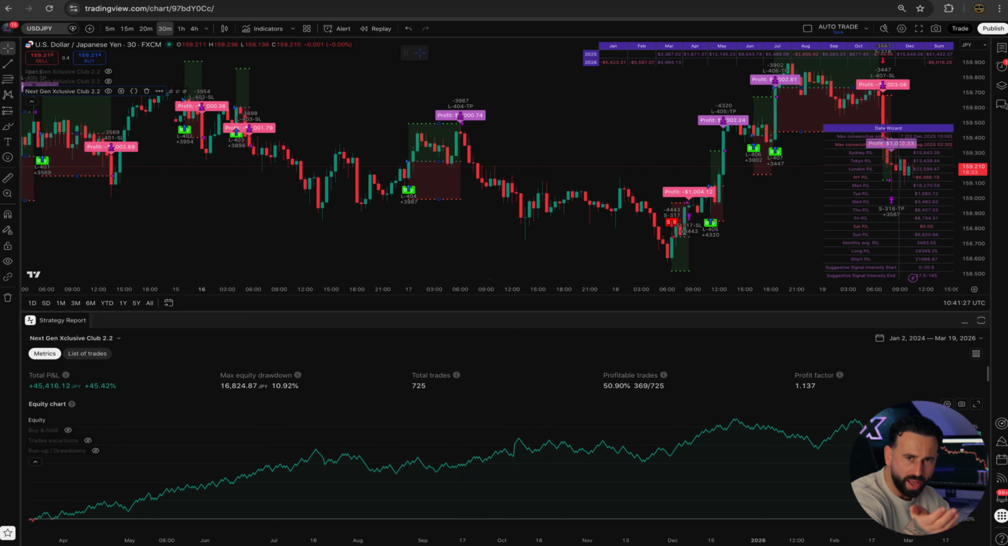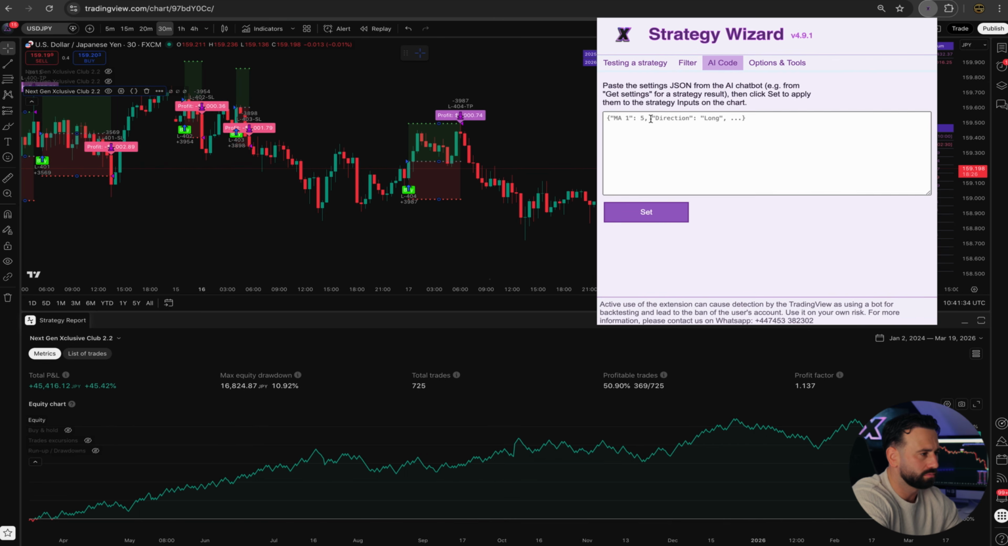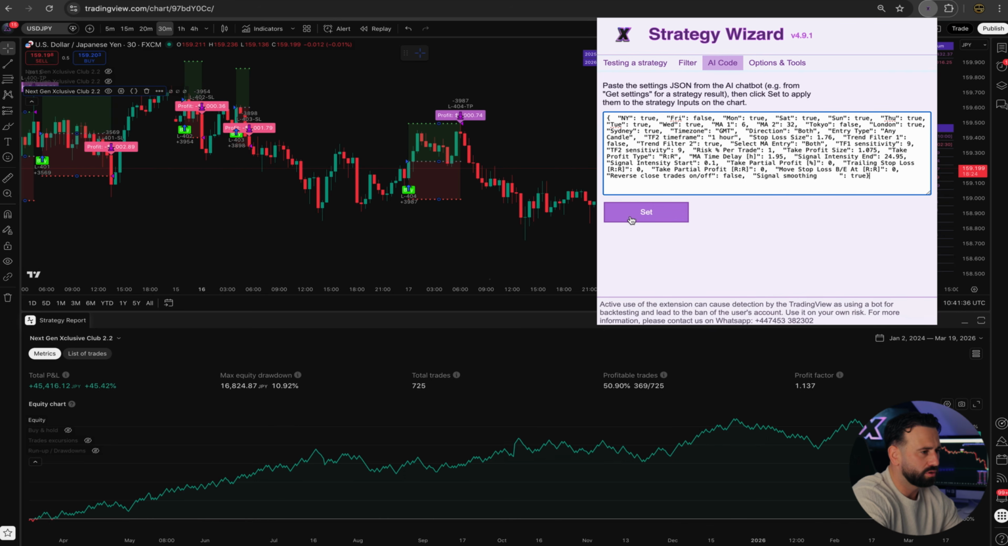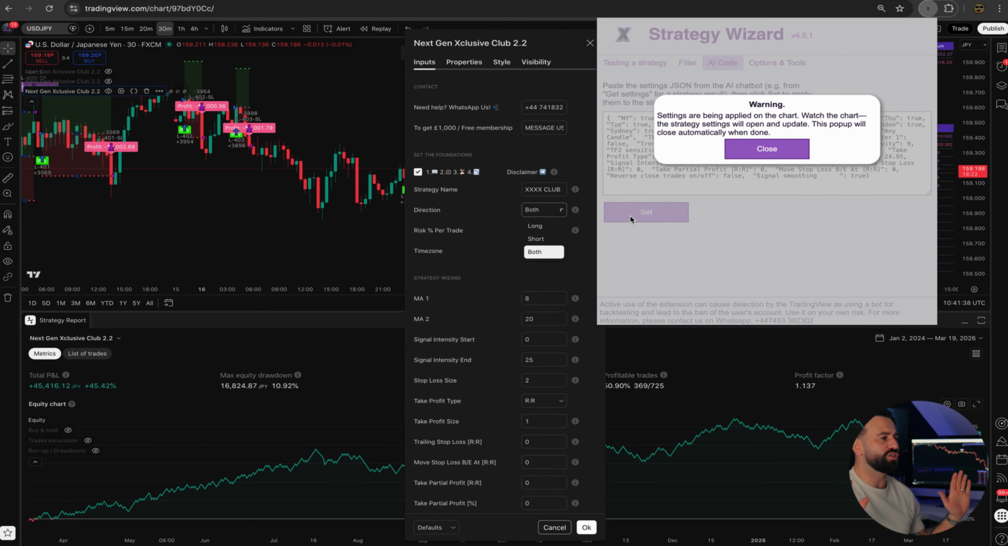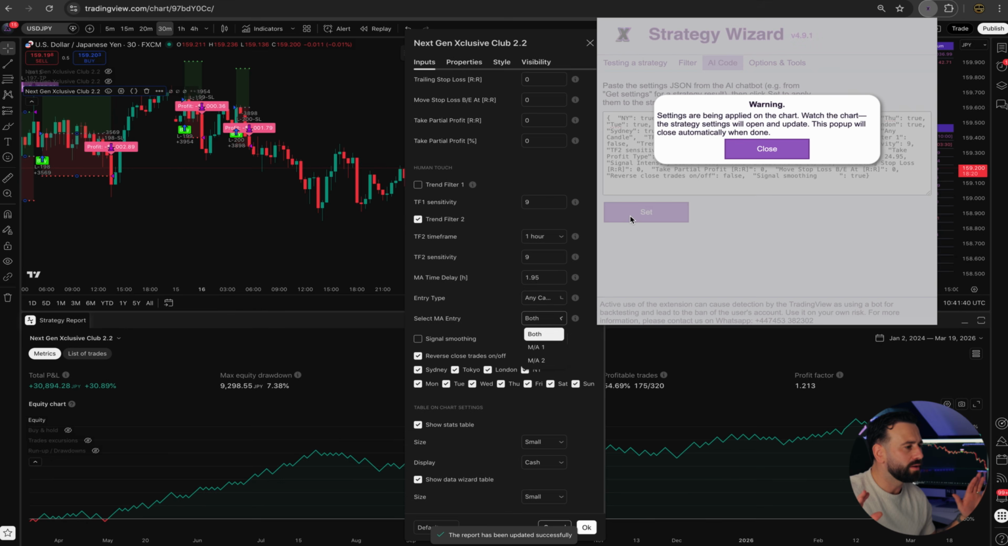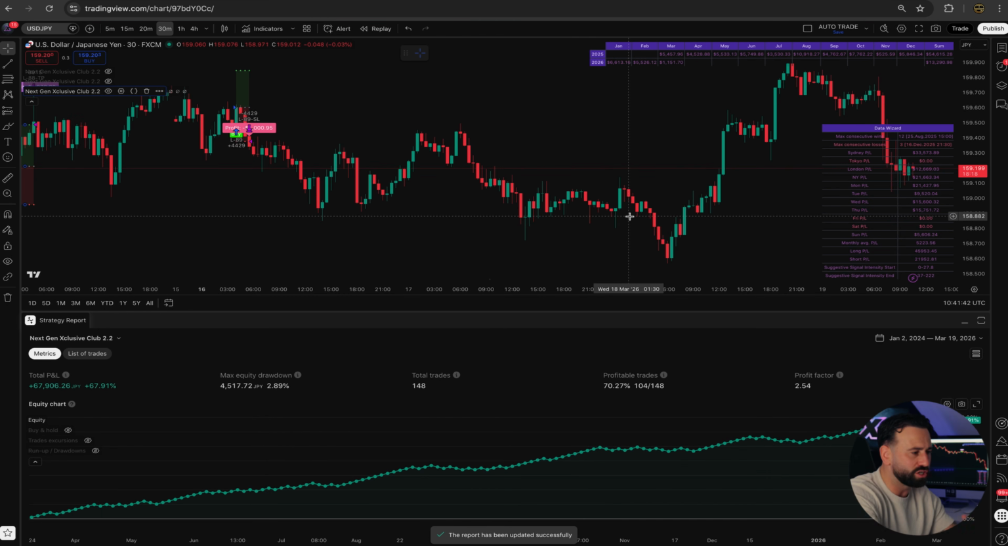But don't worry, we've got that AI on our side. So all I need to do now, remember that AI code that I just copy and pasted? This is where it goes. We click set. AI takes control of my TradingView. It now programs that strategy for me. Bang. 70% strike rate, less than 3% drawdown, 67% profit. This is a great strategy already.